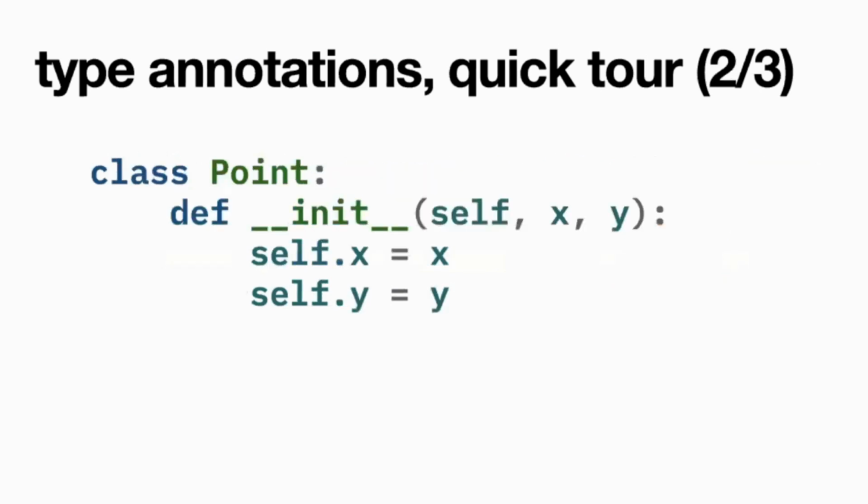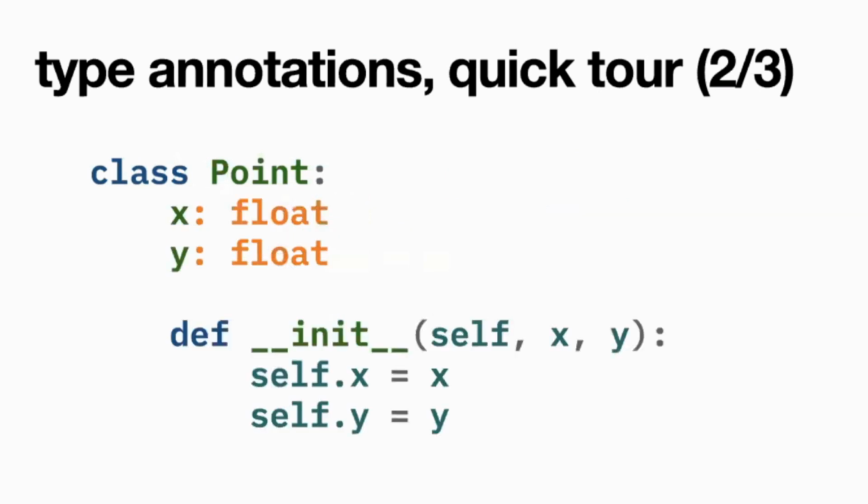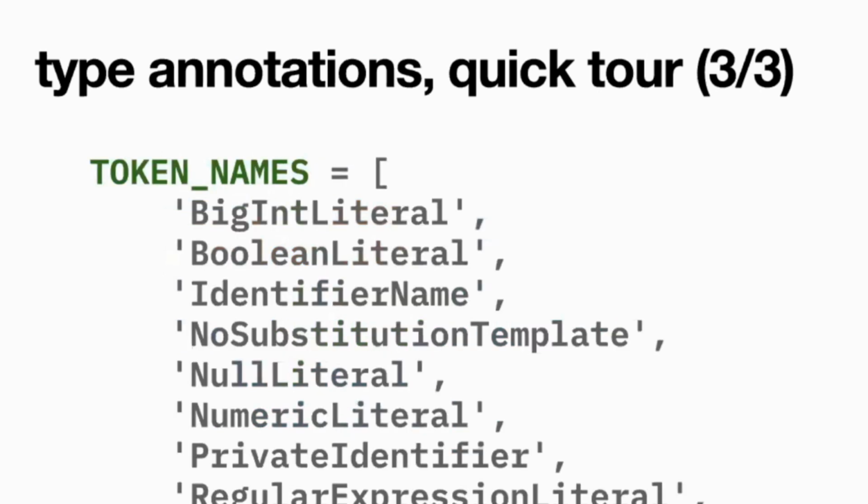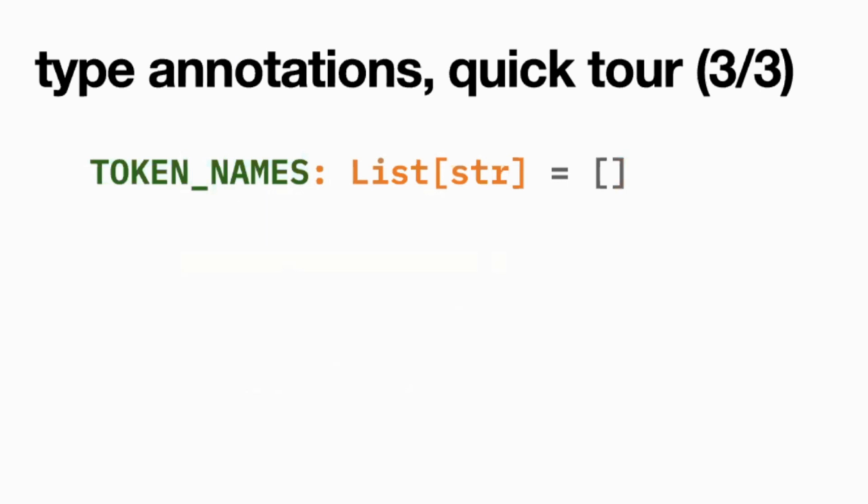Here's a class. When you have a class in your code, you can specify the types of all the attributes in it. Pretty straightforward. And if you have a global variable, you can specify the type of that too. Normally, in a case like this one, you don't need to, because again, you can see this is a list of strings. But a lot of times, data structures in particular start out empty. And so in a case like this, it might be handy to say it's a list of strings as opposed to a list of something else.